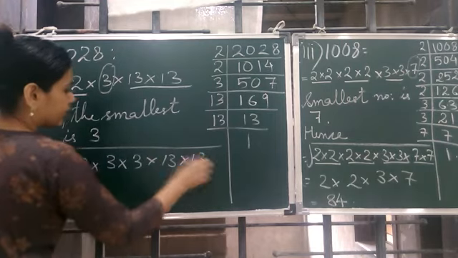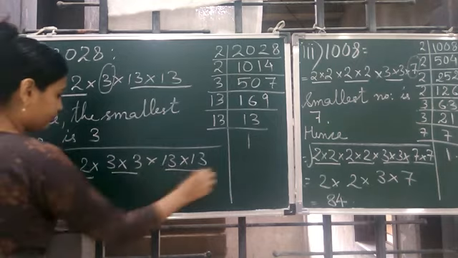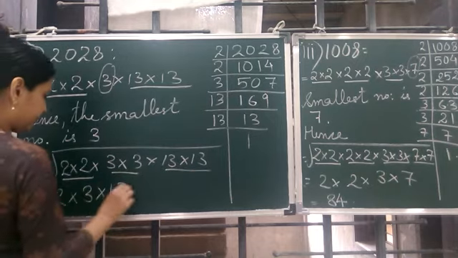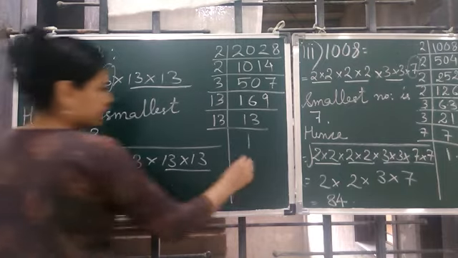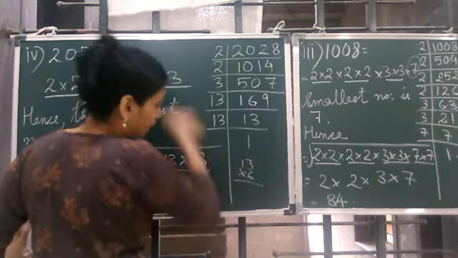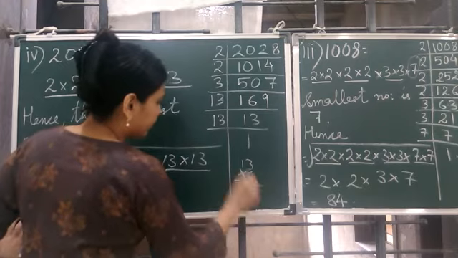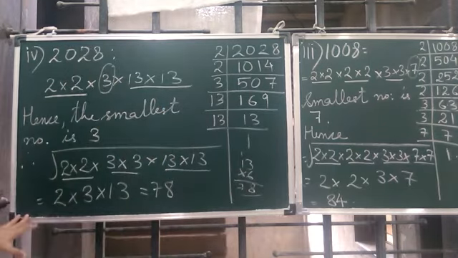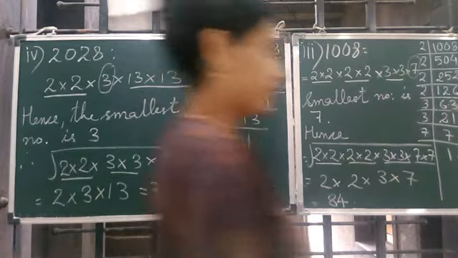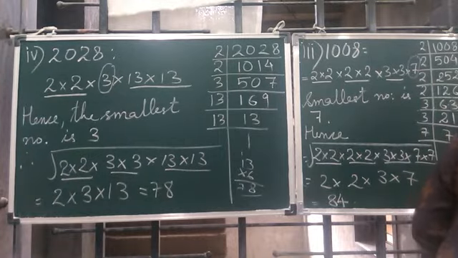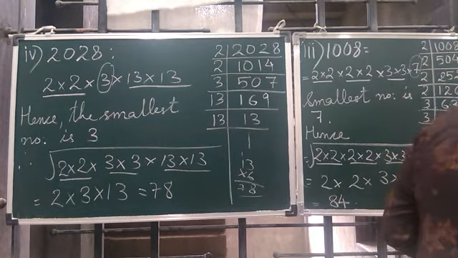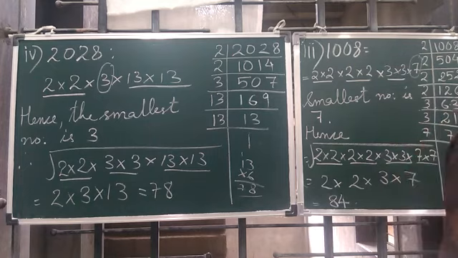So you get something like this. You bring them out of the root. 2 3s are 6. 13 into 6, I think 78 or something. 78. Just 78. The square root will be 78. This completes the fourth one. Now we have to start the fifth one, 1458.